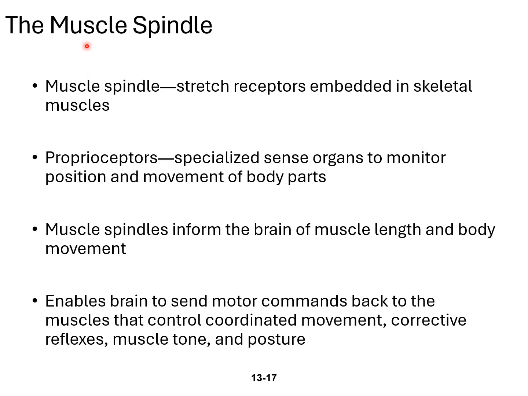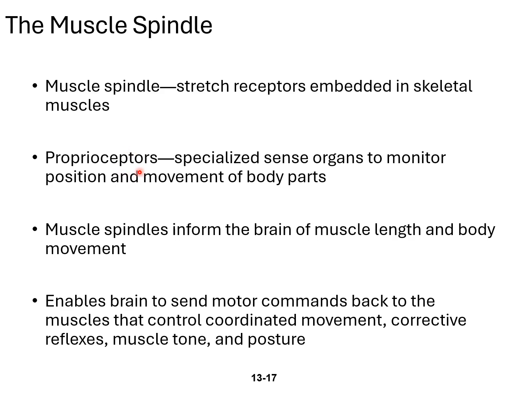And this brings us to the muscle spindle. These are stretch receptors embedded in the skeletal muscles. This is a way for our body to feel what's happening within a muscle cell. And these are proprioceptors, specialized sense organs to monitor position and movement of body parts. So coordination, if you're moving it too much, these are all going to be parts of this type of muscle spindle.